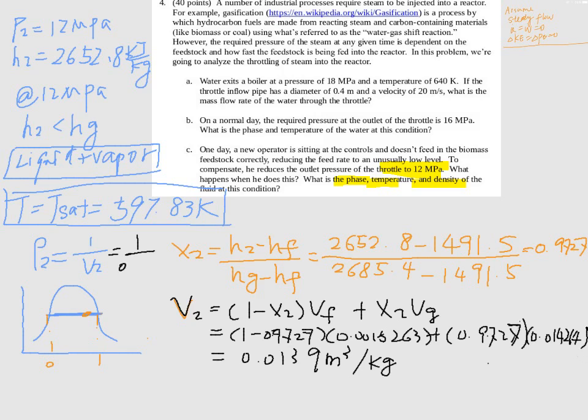So if we plug in 0.0139, we get our final value for density to be 71.859 kilogram per meter cubed. Okay. So this is the final answer. So part C is not too bad, right? Okay, so this concludes our problem number 4. Please let me know if you have any questions. Thank you.